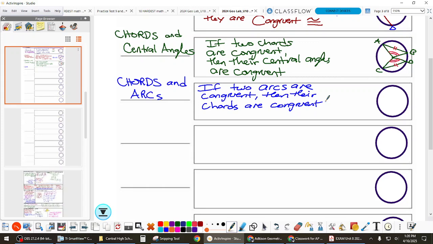And you can think about the fact that, remember, central angle is the same as the arc measure in degrees. So it makes sense that this theorem kind of flows from that. But it might be a good idea to just put in parentheses arc measure.